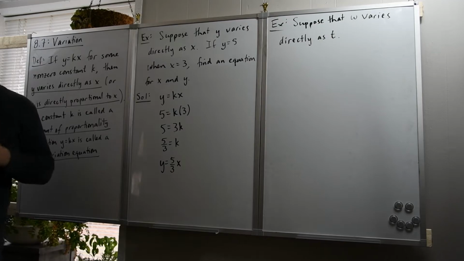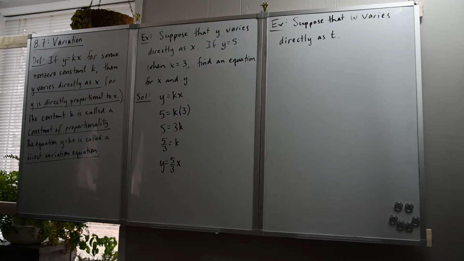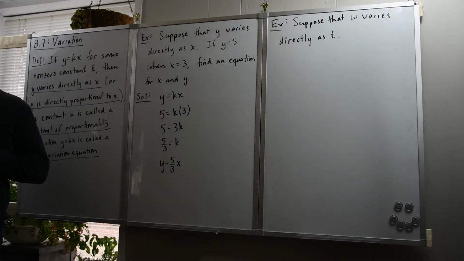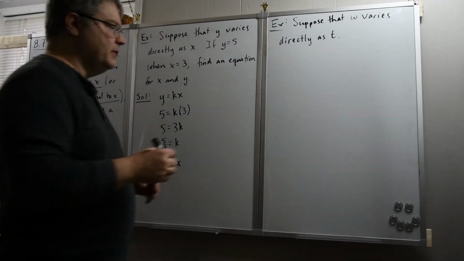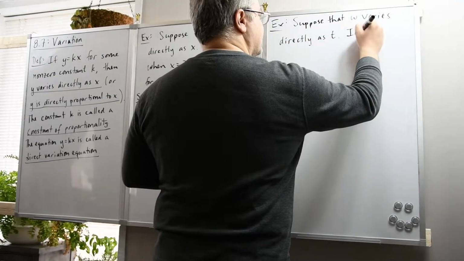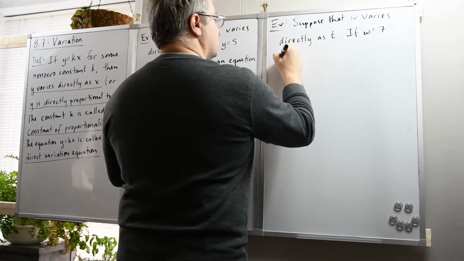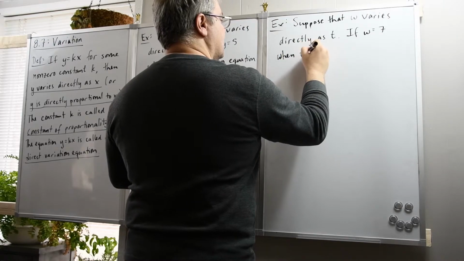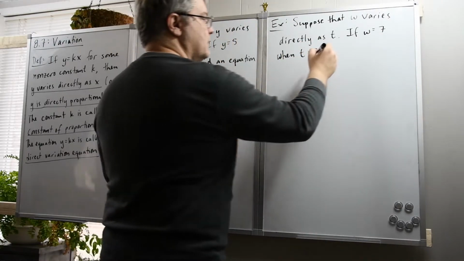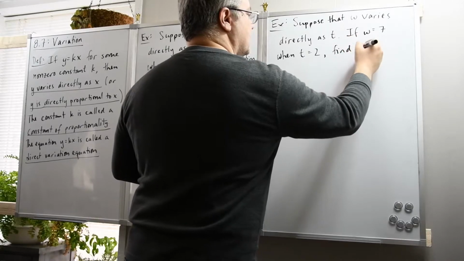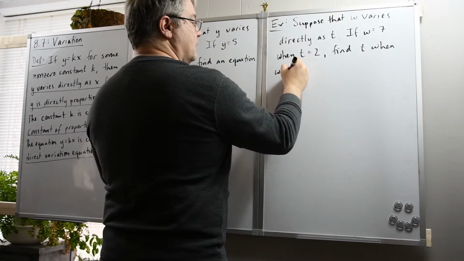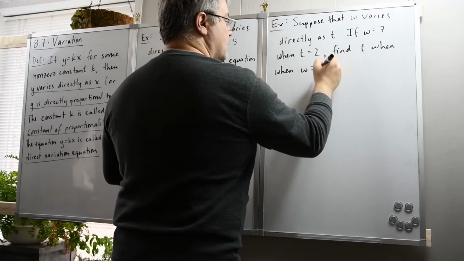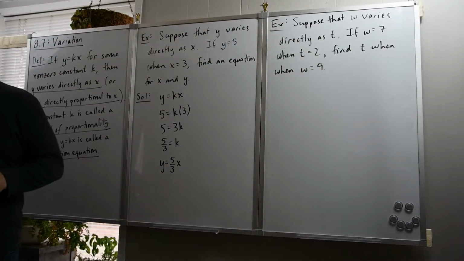We're going to be given some sort of information about w and t, and then we're going to be asked to figure out what the value of t is for another value of w. So starting out with, if w is equal to 7, when t is equal to 2, we're going to find t when w is equal to 9.